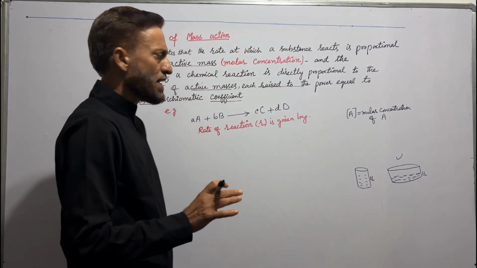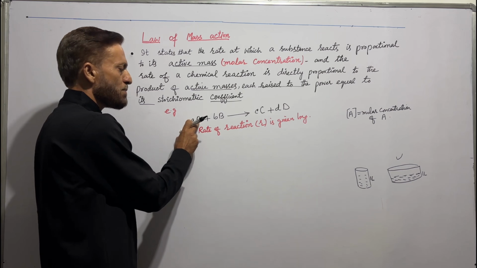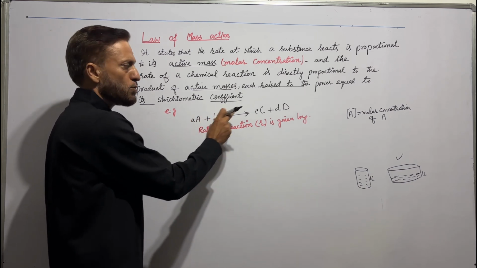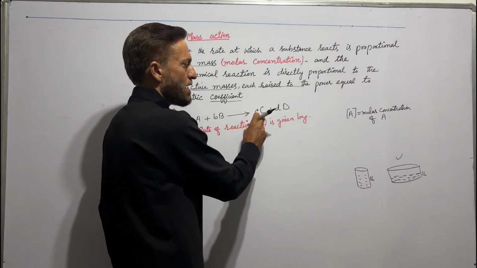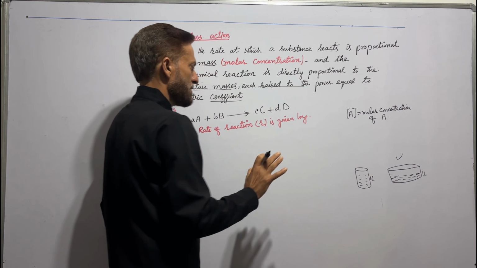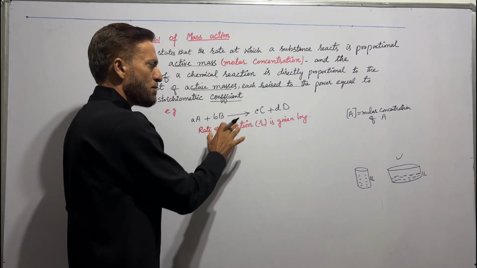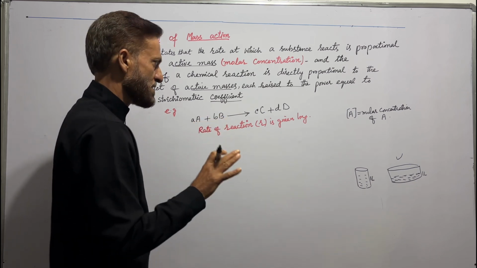Now let us consider an example. Let A moles of reactant A react with B moles of reactant B to produce C moles of product C and D moles of product D. Let us calculate the rate of this reaction according to law of mass action.